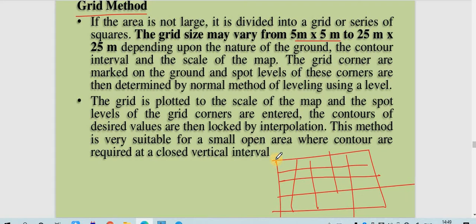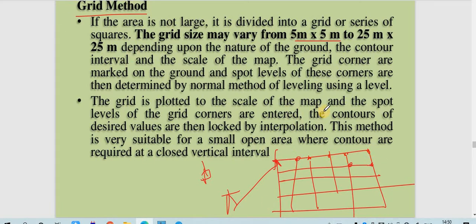So what you have to do is, for the corners of this grid line, you will have to find out the reduced level. You will find out the reduced level at this point, at this point, at this point, at this point, okay. All the points you have to find out the reduced level, with the help of the normal leveling method, by keeping your instrument and taking a benchmark level, and then with the help of the height of instrument method or the rise and fall method, you will find out the reduced level of each of these points.